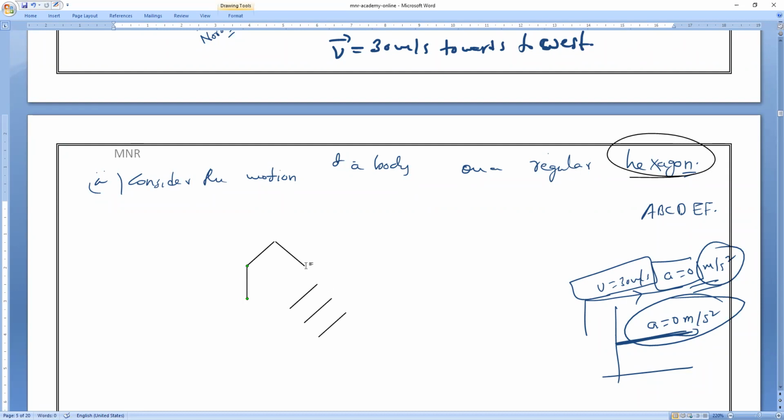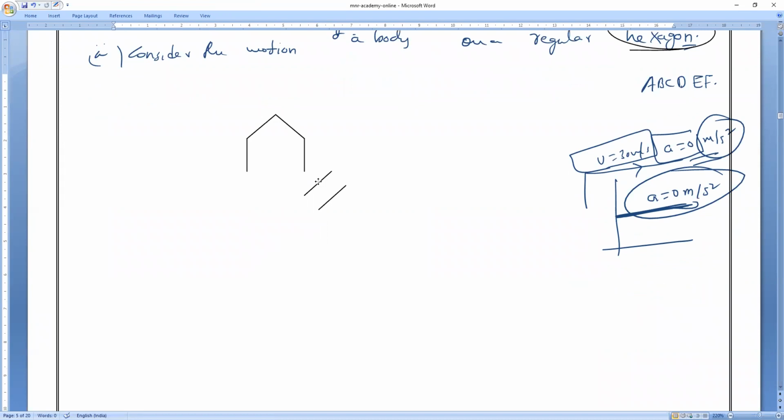Hexagon means, do you all know? How many sides does a hexagon have? 6 sides, sir. Lingesh, are you drawing? Yes, sir.